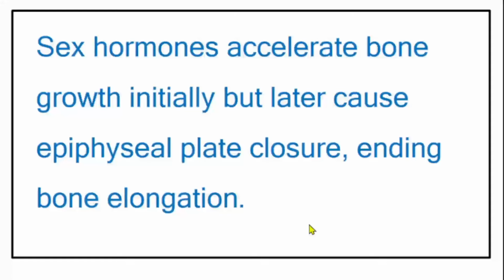Sex hormones accelerate bone growth initially, but later cause epiphyseal plate closure. So after the epiphyseal closure, bone elongation will stop. During puberty and adulthood, bone elongation stops. That is the work of sex hormones.